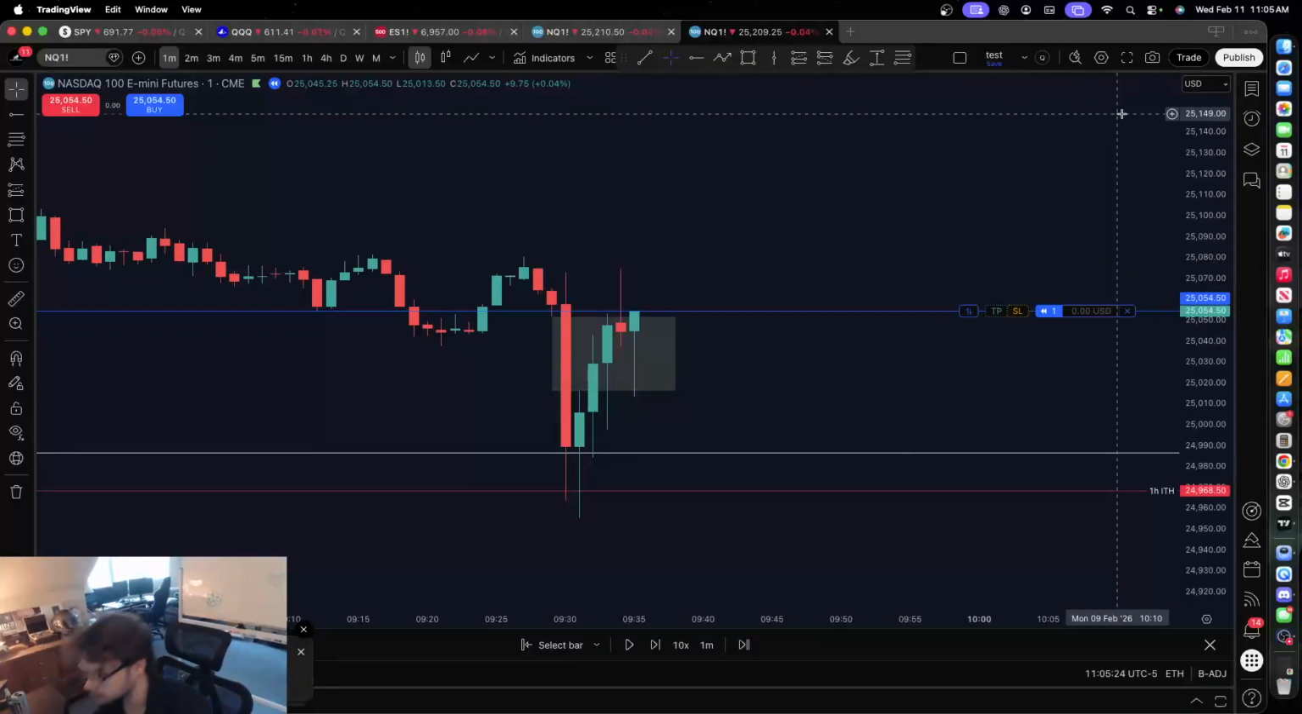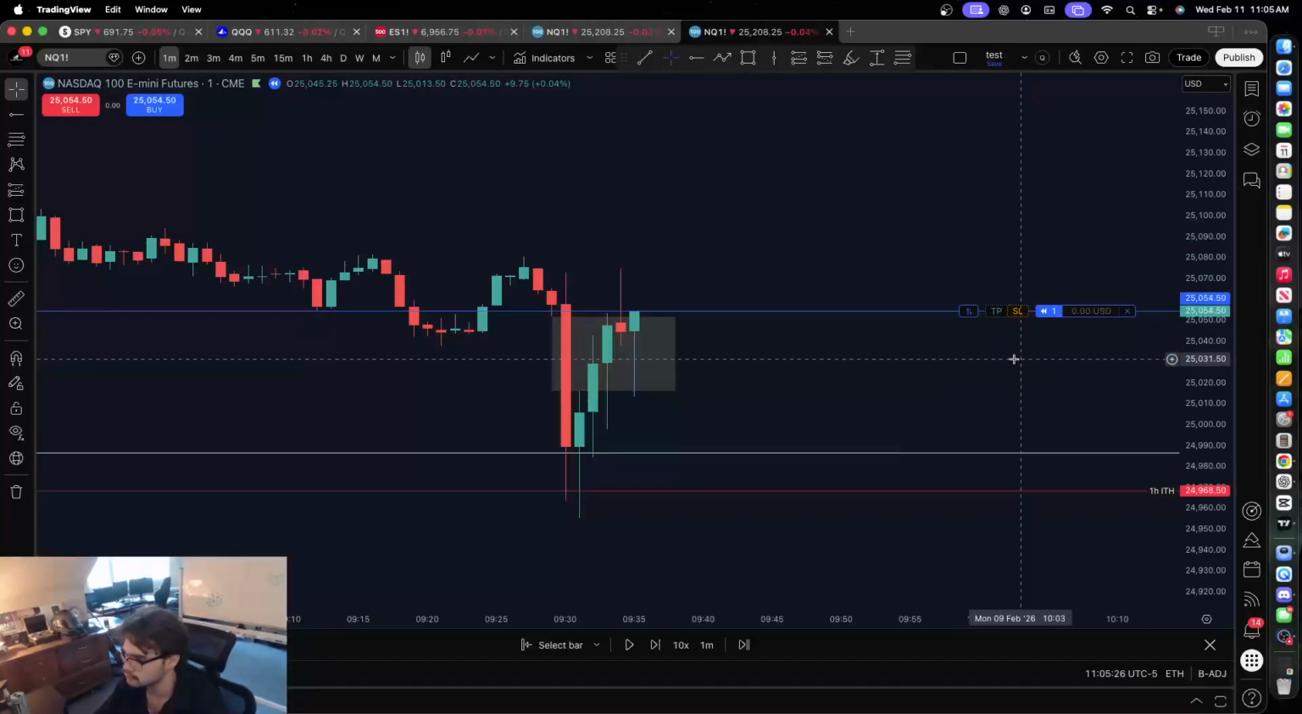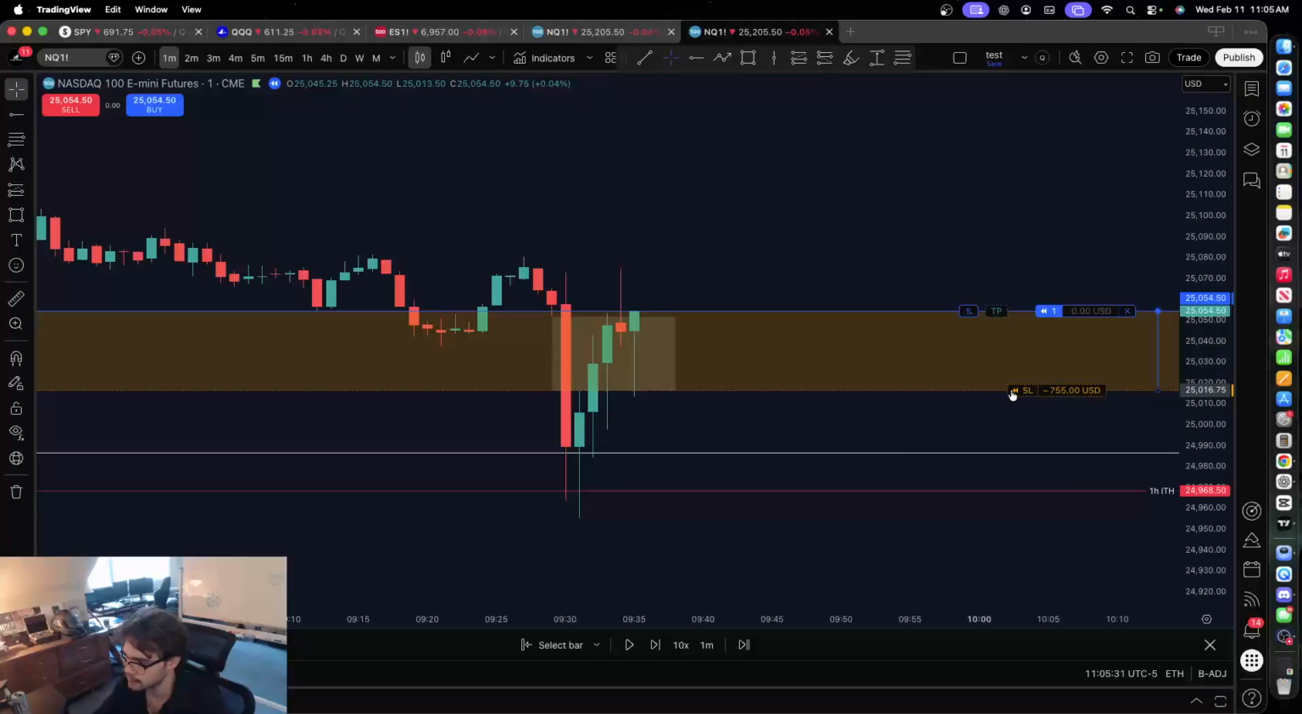And now we have this. So now you take your stop, and there's a couple places you could put it. You can put it at the other side of the fair value gap, which is the riskiest but lowest risk trade. You have the highest probability of getting stopped out.